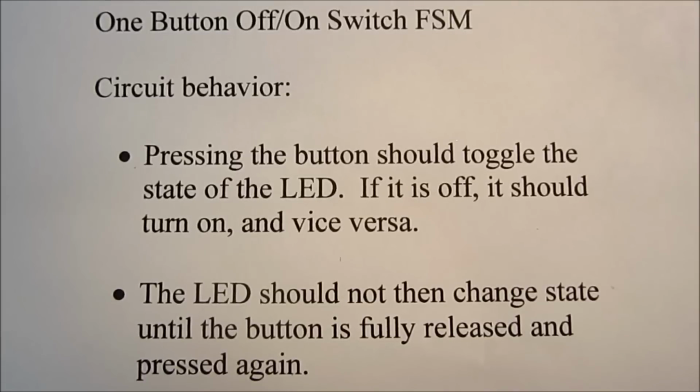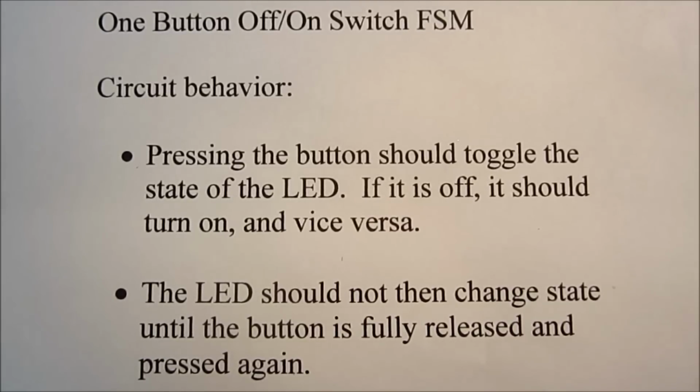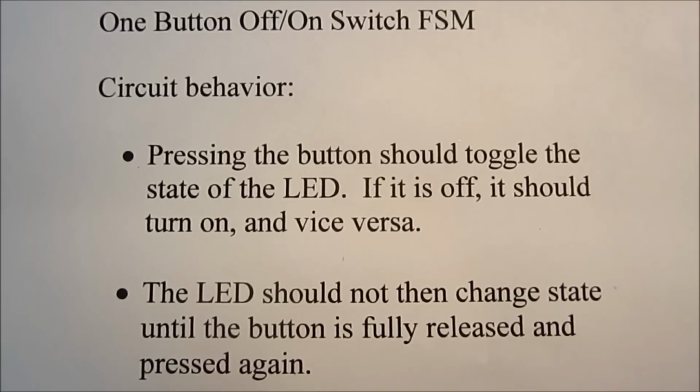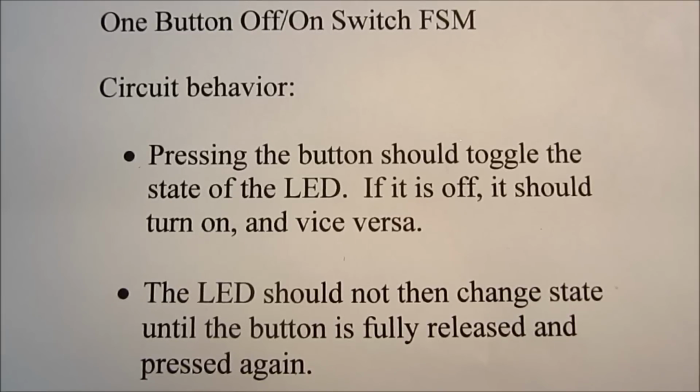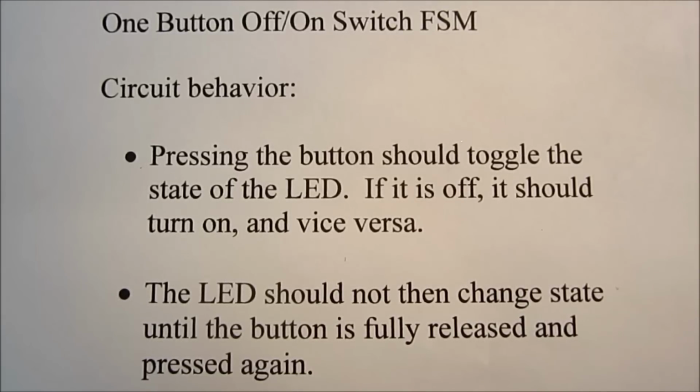So here we have a description of the circuit we want to build. Basically its behavior is going to be pressing a button should toggle the state of the LED. If it's off, it should turn on. If it's on, it should turn off. But another very important criteria is that the LED should not change state until the button has been fully released and then pressed again. You will find if you design a circuit like this that you'll get all kinds of odd behaviors if you don't describe it very, very carefully like this.